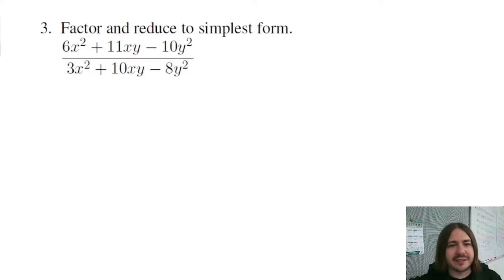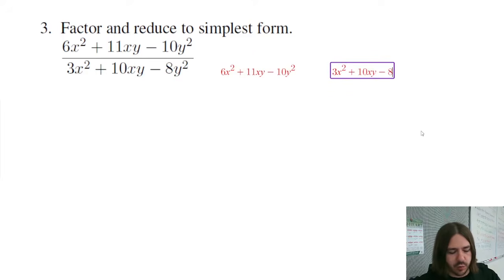Number 3 says factor and reduce to simplest form. And it looks like we've got a quadratic in both the numerator and the denominator, so we need to factor those separately. So I'm going to do exactly that. I'm going to factor both the numerator and the denominator. The numerator here is 6x squared plus 11xy minus 10y squared. And the denominator here is 3x squared plus 10xy minus 8y squared.